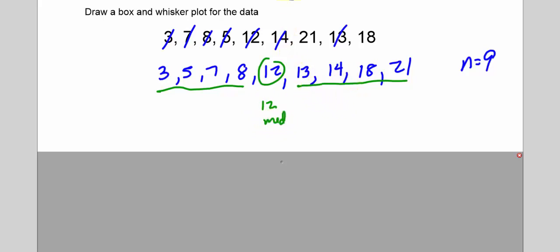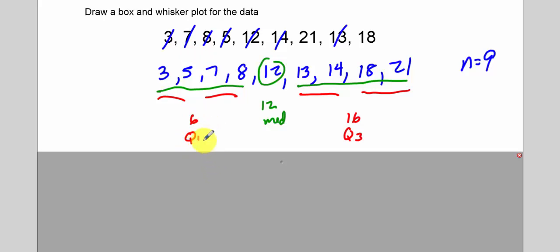I know I've got, in this case, 2 numbers over here, 2 numbers over here. I need the average of those two. So we take that, and our average is 16. That's my third quartile. We look over here, 2 numbers to the left, 2 numbers to the right. Average of that is 6, and that's the first quartile.